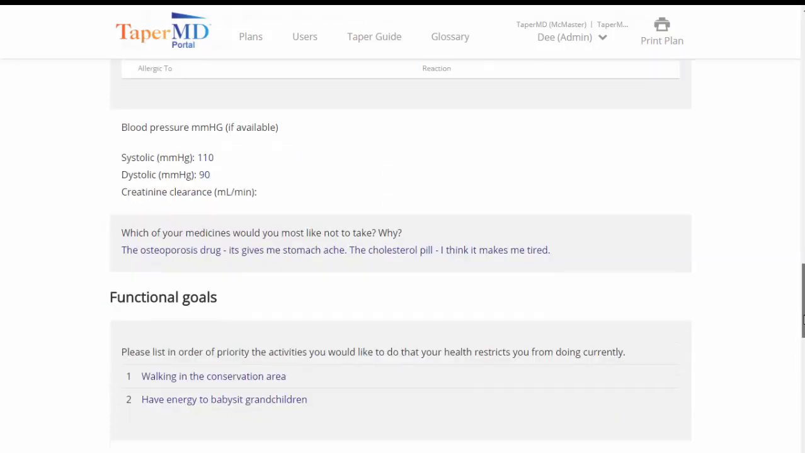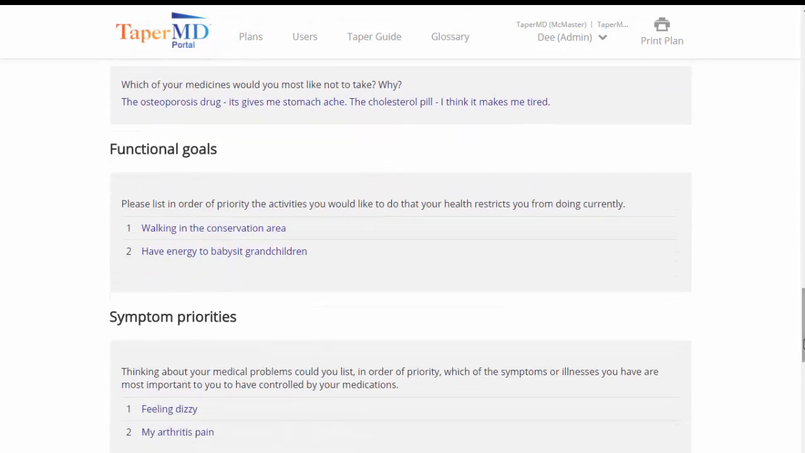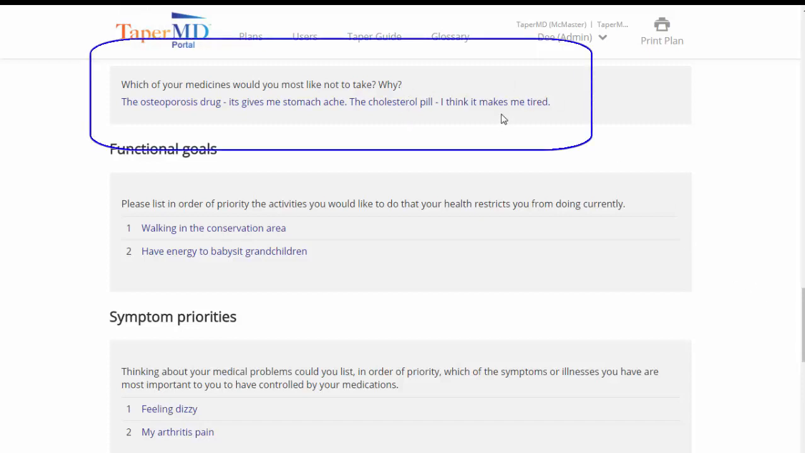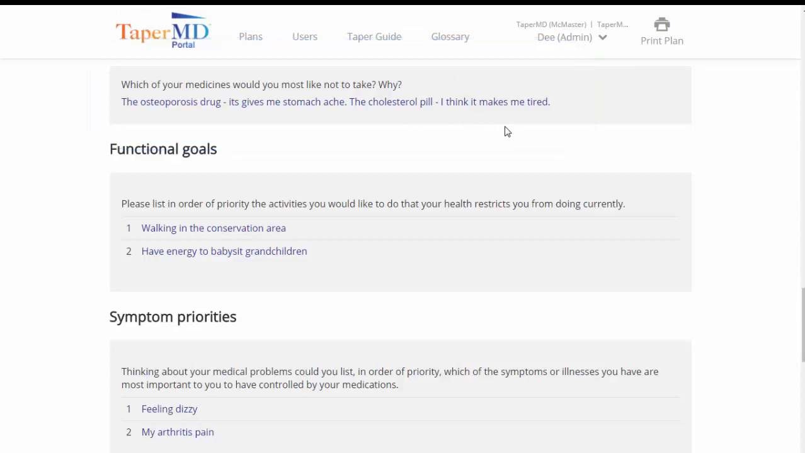And then the most important part of this patient tab, and really one of the most important parts of the TAPER-MD pathway, are Judy's priorities for her care. You can see here space for Judy to tell us about what's important to her in terms of the benefits of the medications and what's not important to her. So we asked Judy here which medicine she'd most like not to take and why. And this can often reveal medicines that are not important to Judy, but also it can reveal medicines that are perhaps giving her side effects.